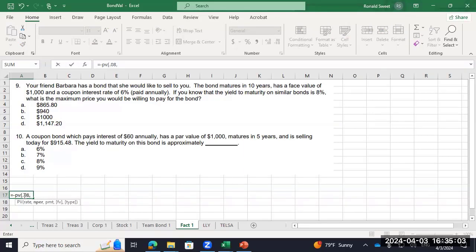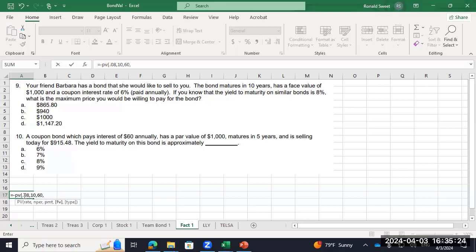8%. What's the number of periods? Here it's 10, it's not 20, right? Because it only pays once a year. What's the payment? What's the coupon? 6%. So 1,000 times 6%, you don't divide it by 2, right? It's annual. So what's your coupon?